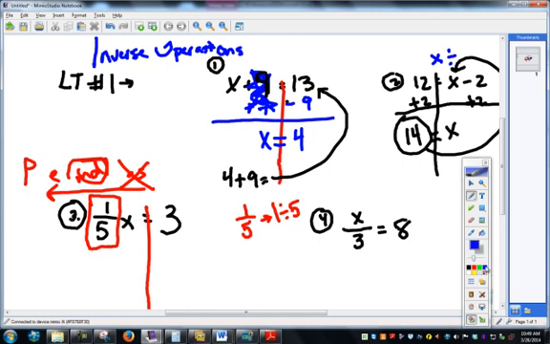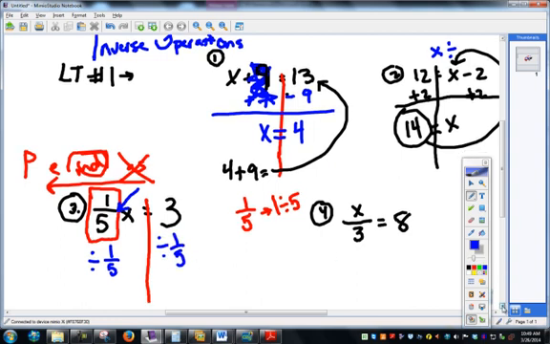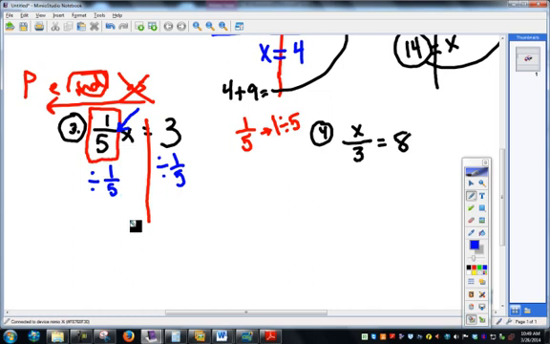And hopefully all of you are saying, well, it is being multiplied, because anytime a number is touching the variable, we know that that's multiplication. The 1/5 is just the coefficient here. So we're going to undo multiplying by a fifth by dividing by 1/5. Then we're left with 1x, because 1/5 divided by 1/5 is 1. So that's what we are getting there.